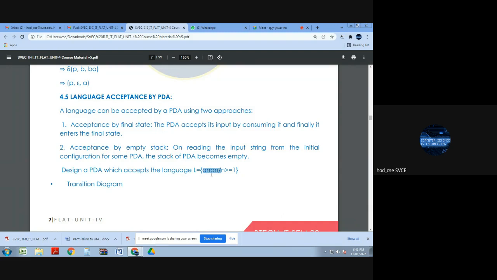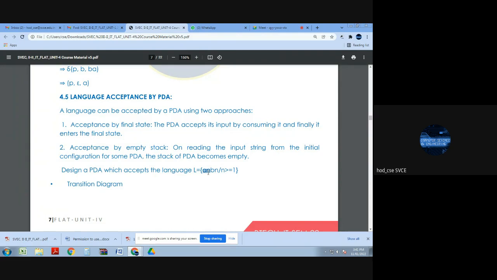So first, what is the idea here? Whenever we get A's, we simply push them onto the stack. Whatever number of A's we get, we simply push onto the stack. Once we get B's, we perform the pop operation from the stack. When the input has been completed with all B's, at this time the stack should become empty, so that our string is accepted.